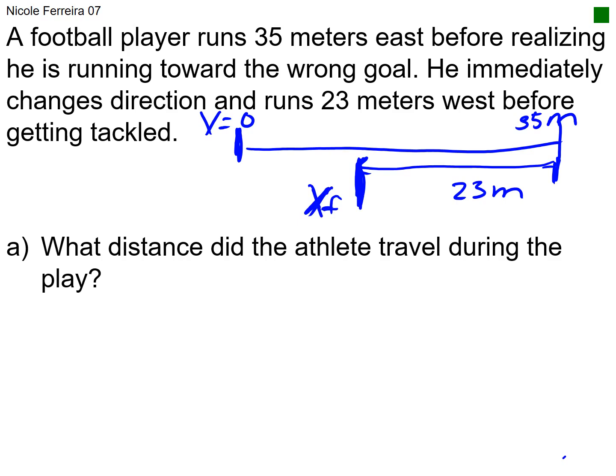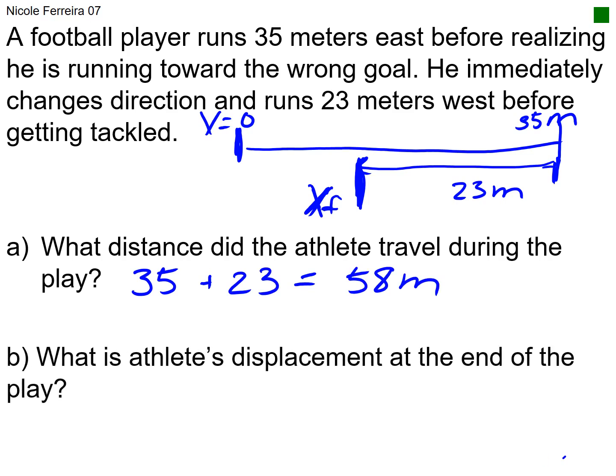So the first question, what distance did the athlete run during the play? Well, all we got to do is add, right? 35 plus 23 is equal to 58 meters. All right, excellent. Not too bad.